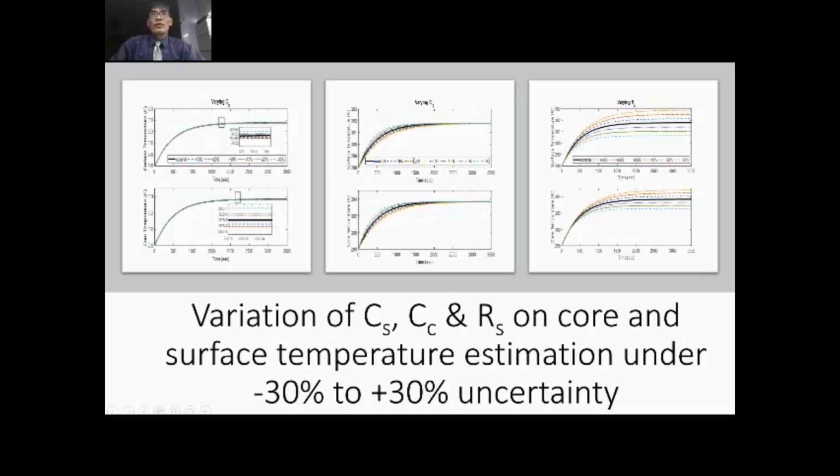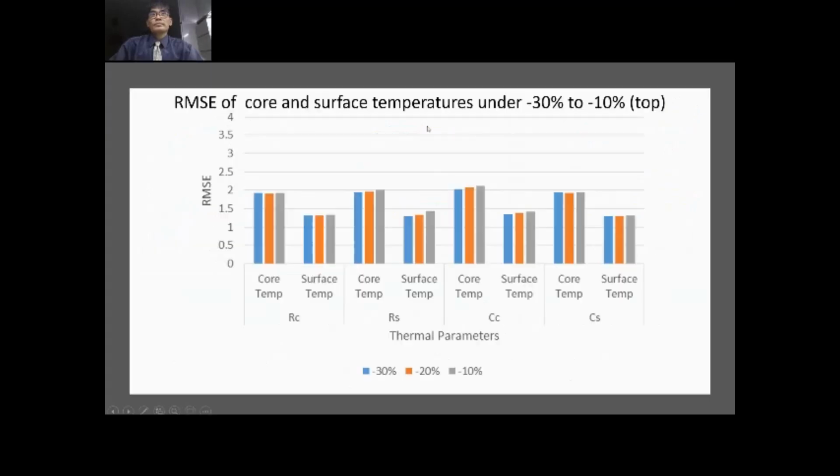So we try to vary at different temperatures. What will be the effect on CS, CC and RS? You can see that CS is rather constant at different temperatures, but not CC and definitely not RS. You can see there is some variation at different temperatures. CC is at transient stage. Then the RMSE, the root mean square error, of the core and surface temperature under these variations.